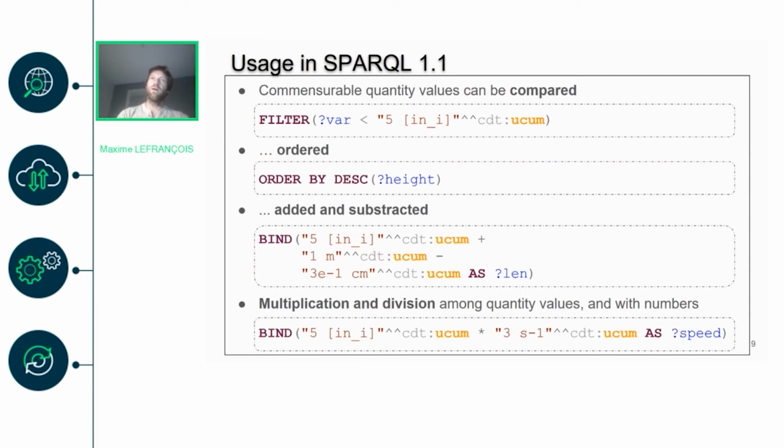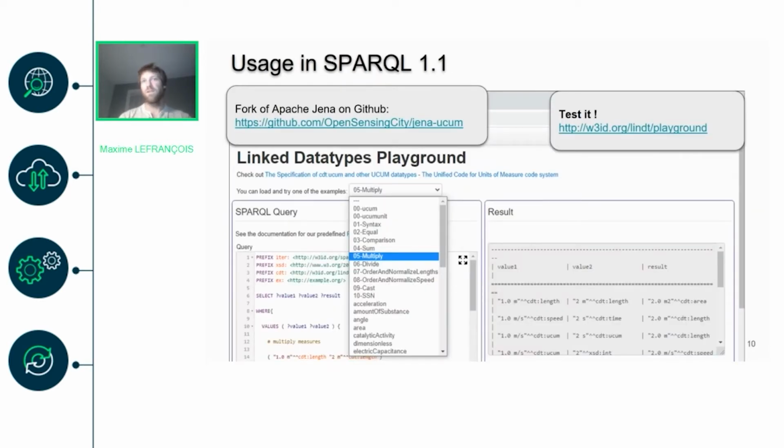So for CDT-UCUM, this is quite useful, and we actually implemented that. That's the next slide. So we can filter literals to get only those that are less than a certain length. For example, we can order them. We can add or subtract literals that way, and multiply and divide quantity values, or multiply a quantity value with a number, for example. This has been implemented by us in a fork of the Apache Jena RDF and SPARQL engine, and you can actually test it. It's live on the web.